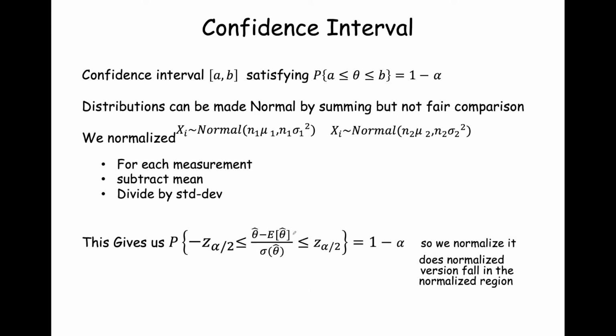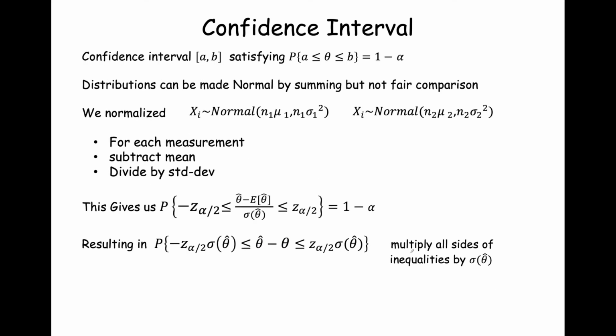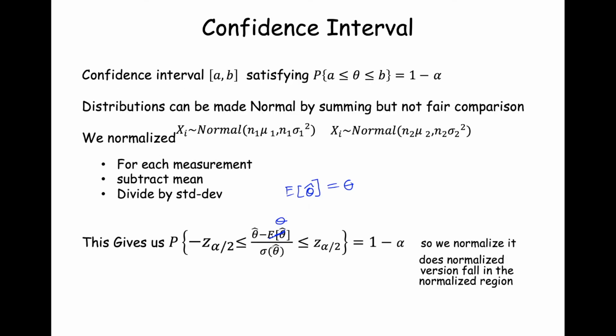Now we're going to do a little bit of mathematics. So we know that E of theta hat, if you have an unbiased estimator, is going to equal theta. So we're going to replace this E of theta hat with theta. Okay, so we then take this expression and we're going to multiply both sides of the inequalities by sigma of theta hat, the standard error of theta hat. So we have this expression and we have two inequalities. We have the inequality on the left-hand side and the inequality on the right-hand side.